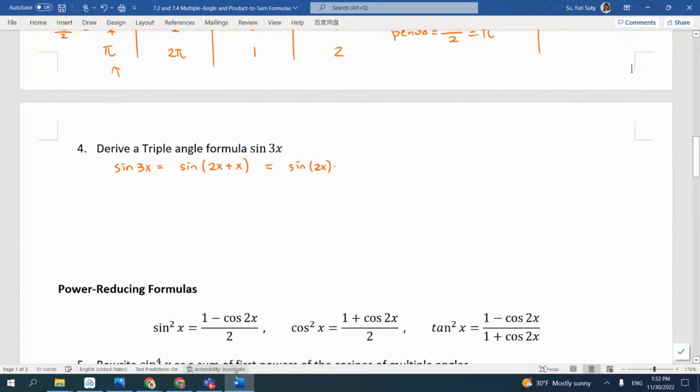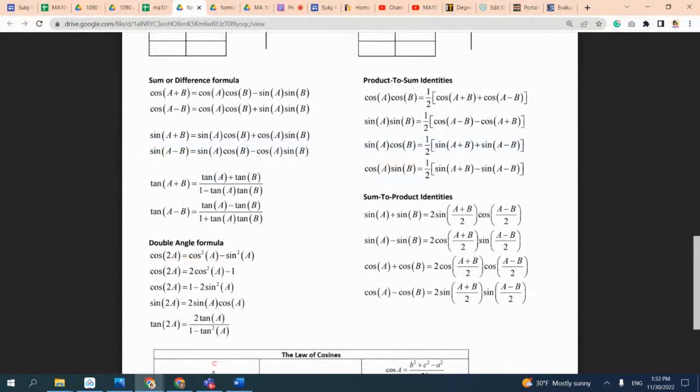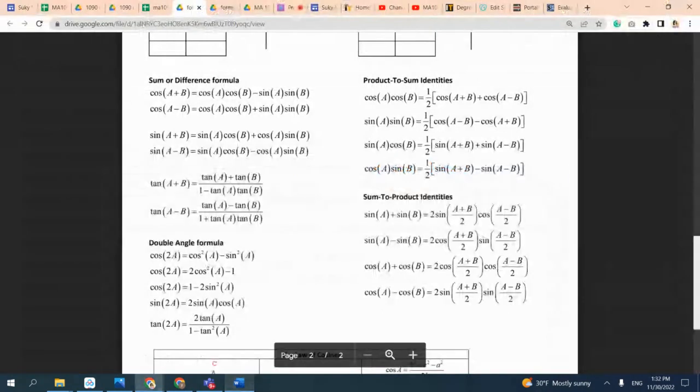Sine 2x and cosine x. So your A is like 2x, your B is like x. You plug into this formula plus cosine 2x times sine x. Yes, everybody? And then, what's sine 2x? Well, sine 2x is 2 sine x cosine x. Right, everybody? Yep, this formula.